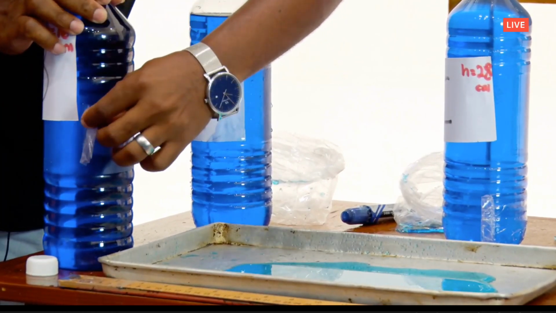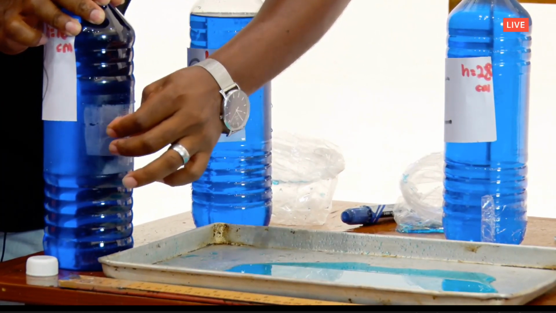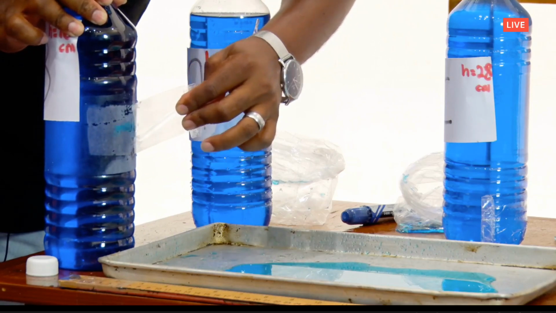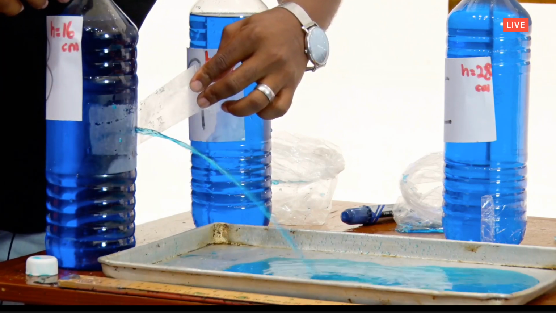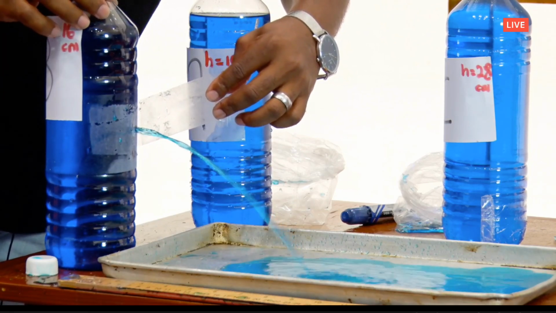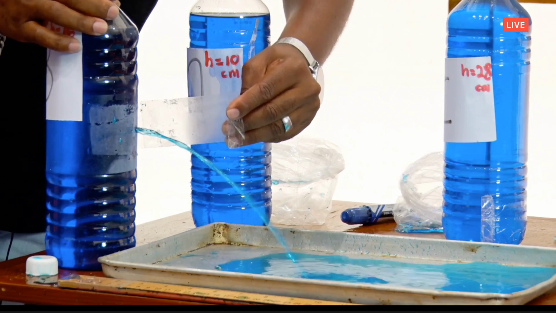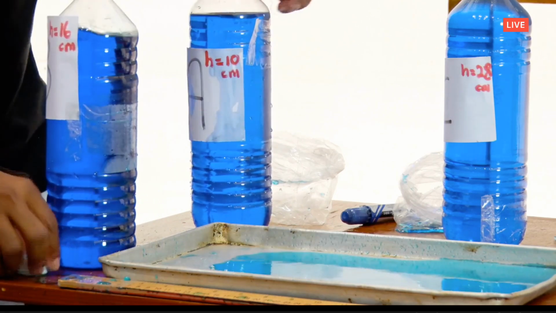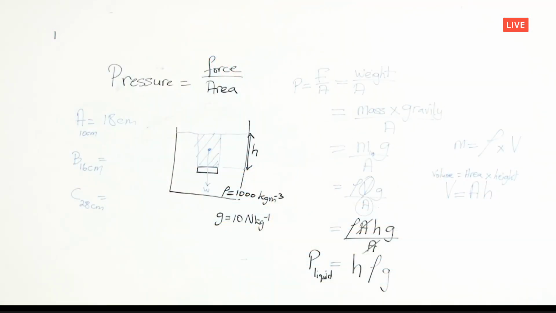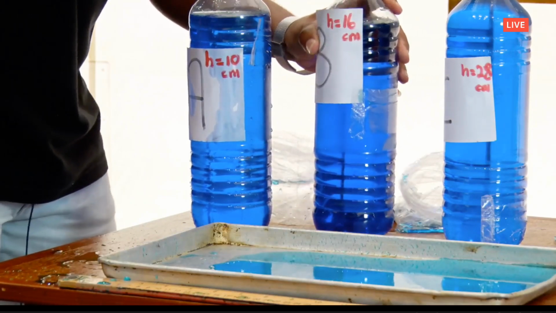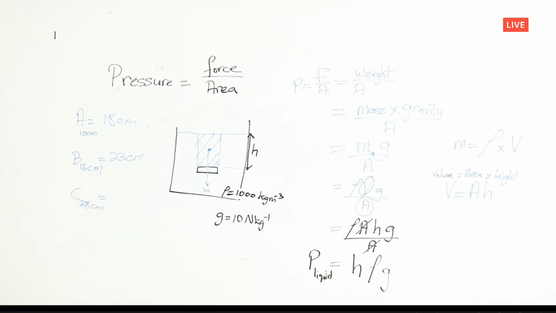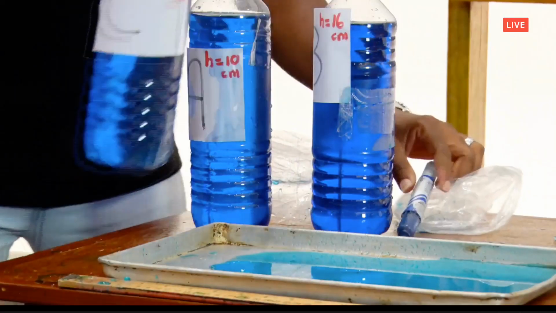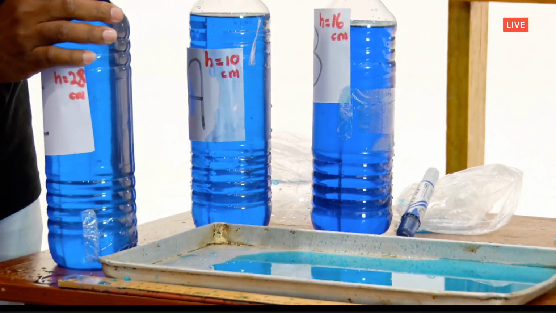Let's see bottle B. Let's see the pressure exerted down. So this hole is 16 centimeters from the top. Good. It's about 23 centimeters. You can see how much further this one goes. Everybody can see that. So I said about 23 centimeters.